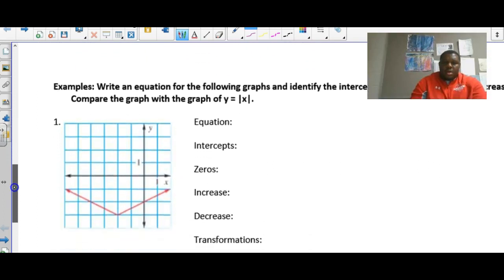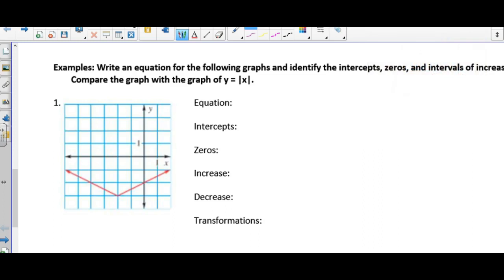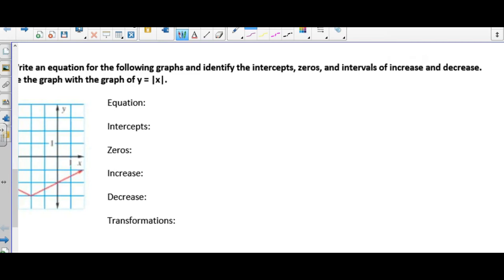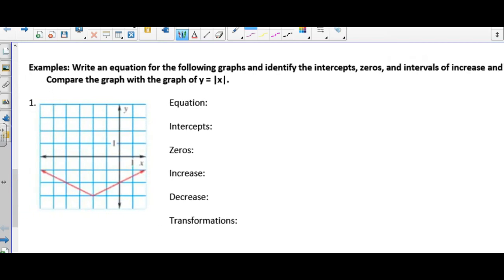Okay, let's go ahead and look at this first example right here. I'm going to get rid of this so you guys can see the whole screen as I write. In this first example, it says write an equation for the following graph, and identify the intercepts, the zeros, the intervals of increase and decrease, and compare the graph with the given function, y equals the absolute value of x.